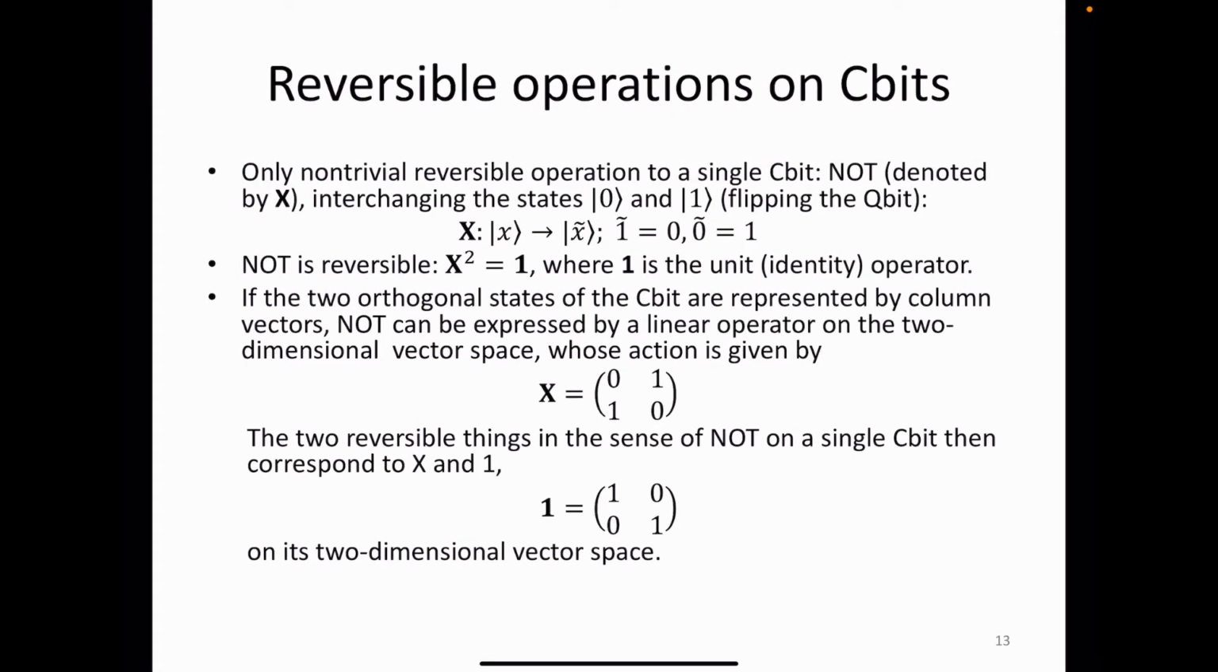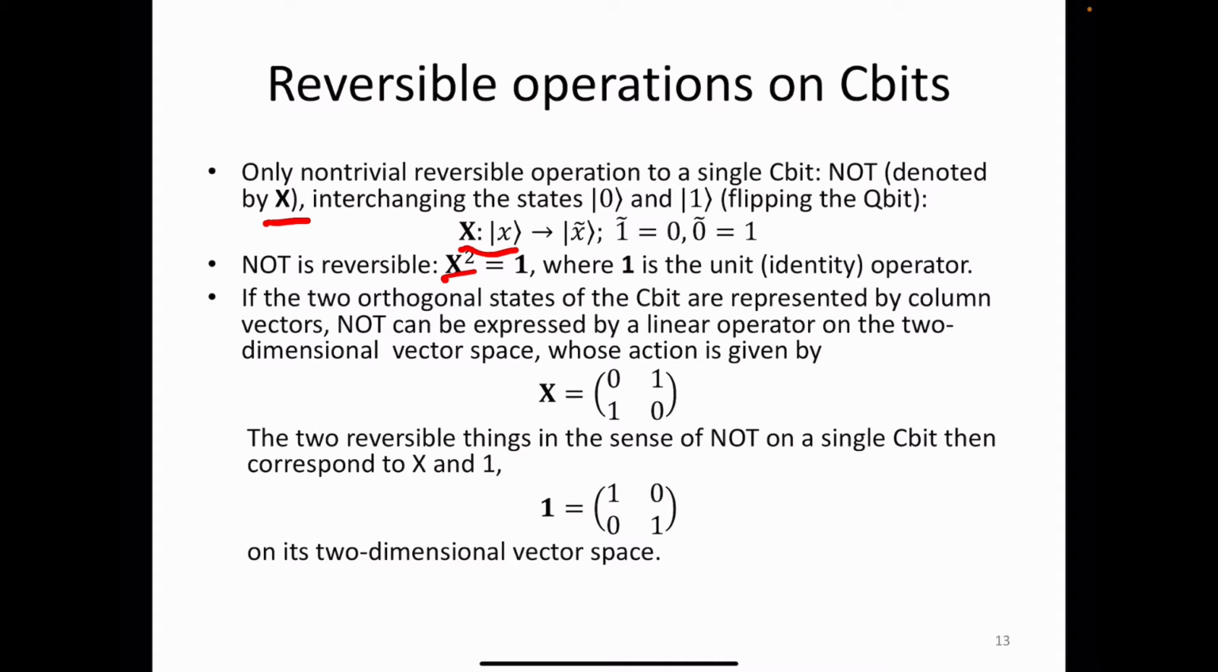The only non-trivial reversible operation on a classical bit is NOT, usually denoted by X. We also denote it by X in quantum computing, and it interchanges the states 0 and 1, flipping the bit. So X applied to the state x, or the NOT operation applied to x, gives you not x. That means 1 becomes 0, 0 becomes 1.